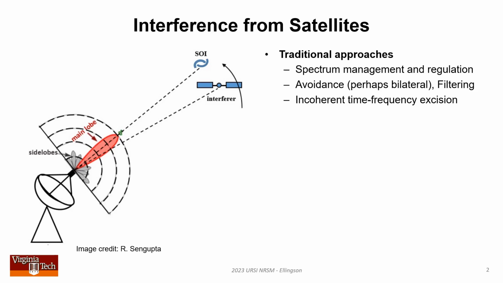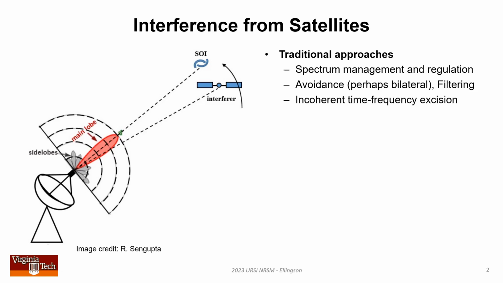Also a form of avoidance is filtering. This is often effective, but you lose some access to spectrum and probably also significantly increase the system temperature, which of course degrades sensitivity. So filtering is really a double whammy. It's losing access to spectrum and degrading sensitivity in the remaining passband at the same time.